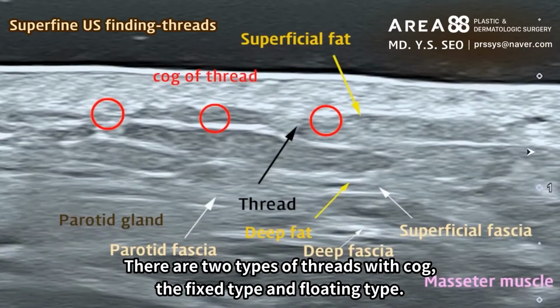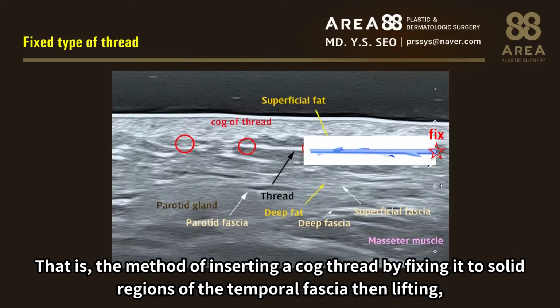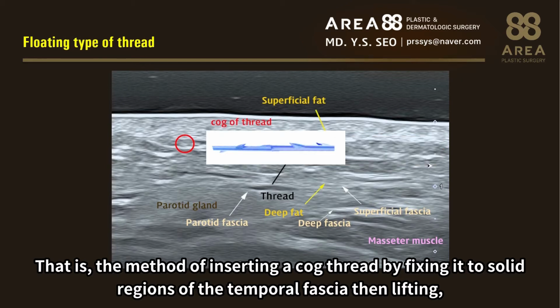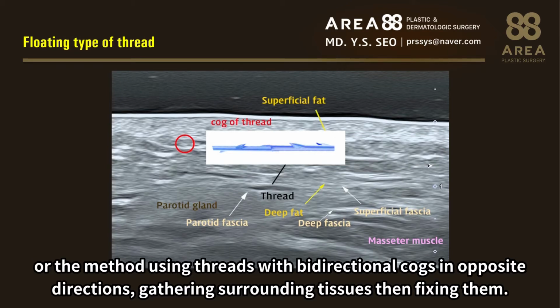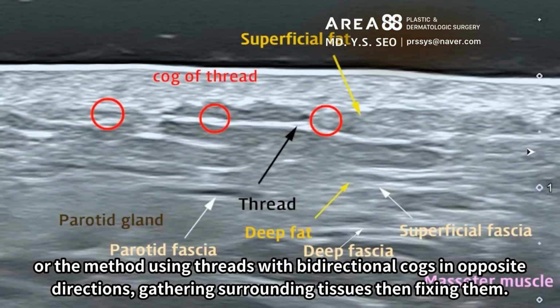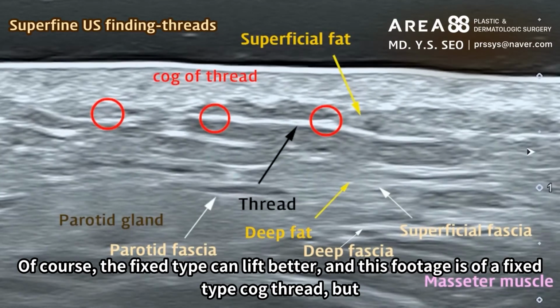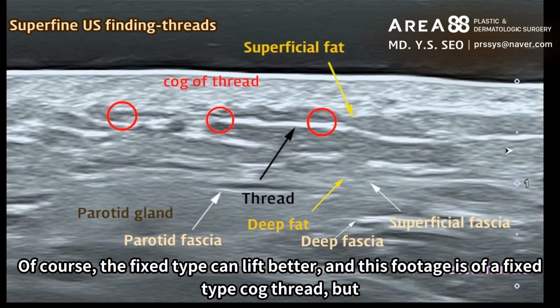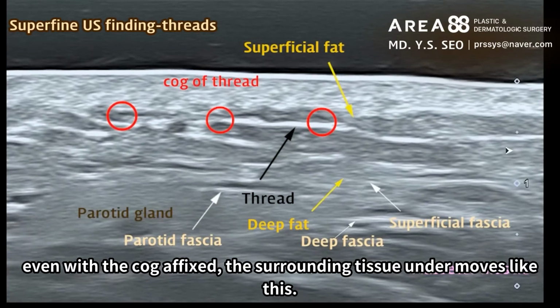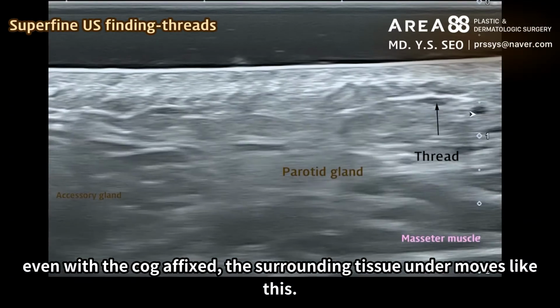There are two types of threads with cog, the fixed type and floating type. That is, the method of inserting a cog thread by fixing it to solid regions of the temporal fascia then lifting. Or the method using threads with bidirectional cogs in opposite directions, gathering surrounding tissues then fixing them. Of course, the fixed type can lift better, and this footage is of a fixed type cog thread, but even with the cog affixed, the surrounding tissue moves like this.